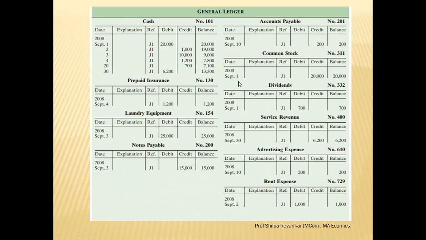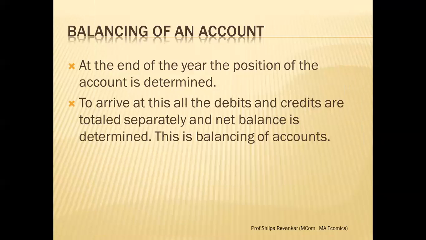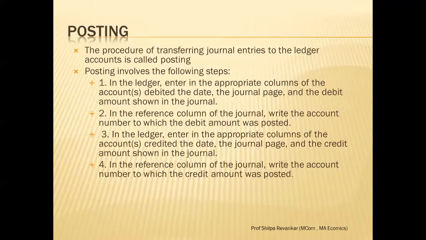So here you can see that different accounts are maintained. Say there is insurance, cash, accounts. So there is some explanation, a reference number of the journal, debit, credit and balance. So any item that is debit, we are going to write in the debit column. Anything credit, you are going to do in the credit column. So we'll see that problem later. We'll come back to the procedure of posting.